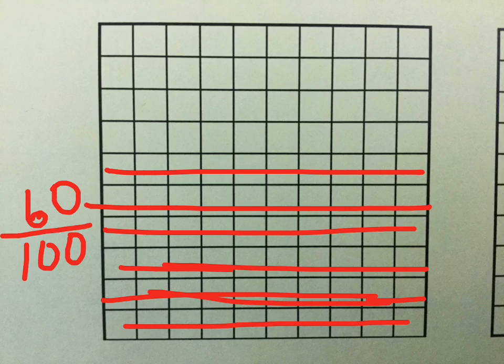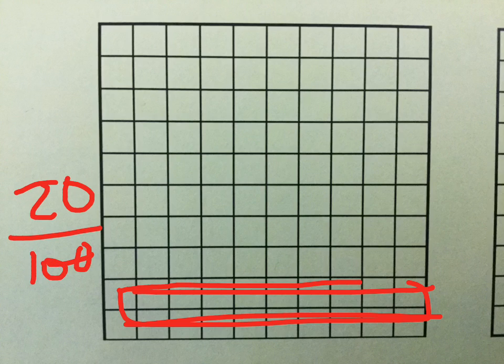So I go, well, I've got 100, and I know I've got 60 colored. There's my fraction, and my decimal would be, I've got 2 zeros, so I would be 0.60. Alright, if I was to do one more of them, I'm going to do 1, 2. Okay, there's 2 of them I've got colored in.